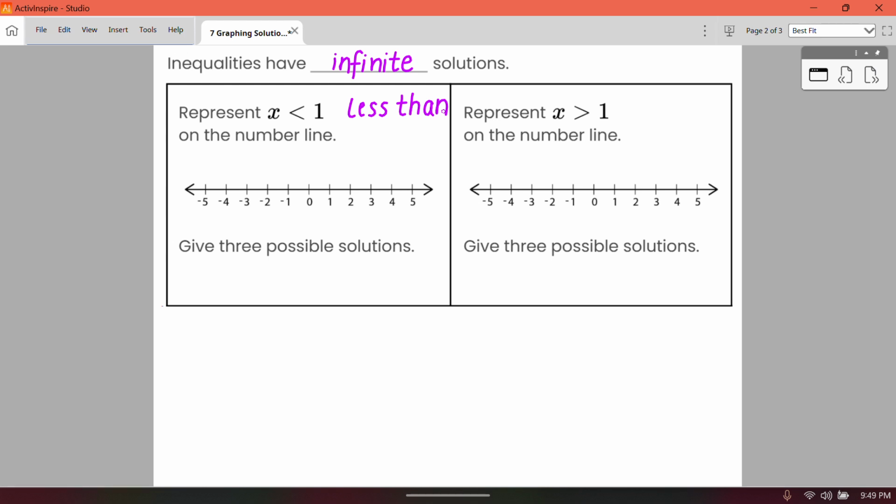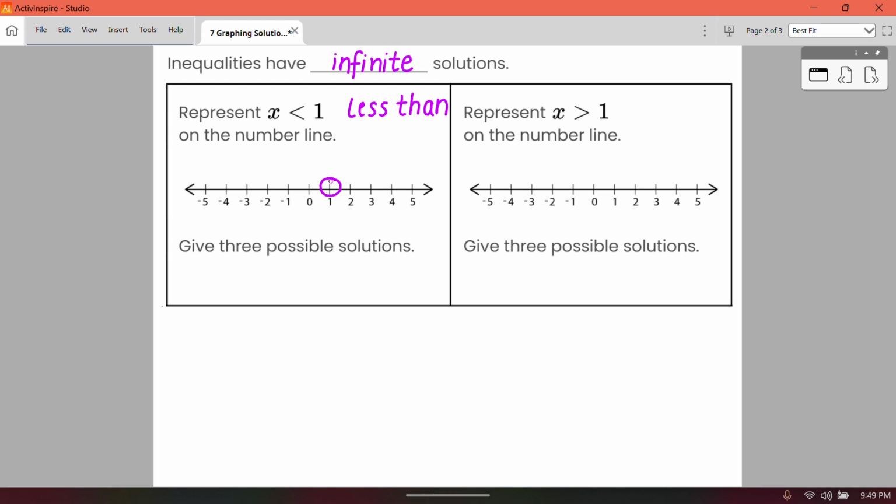So what does that look like on a number line? Well, my inequality doesn't say that it's equal to 1. So I am going to put a dot on 1, but I'm not going to shade that dot in. I'm going to leave it empty. And that just means, hey, it's going to be near 1, but it's not including 1.